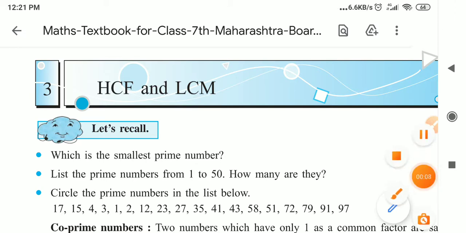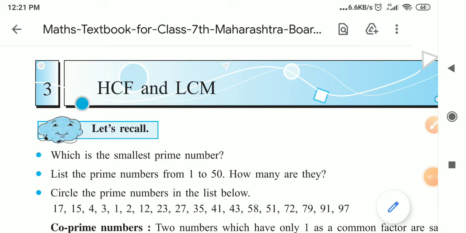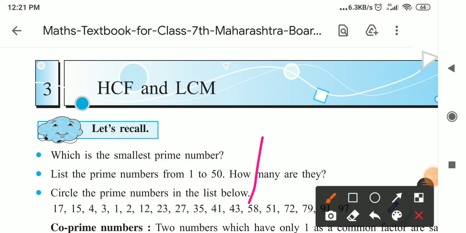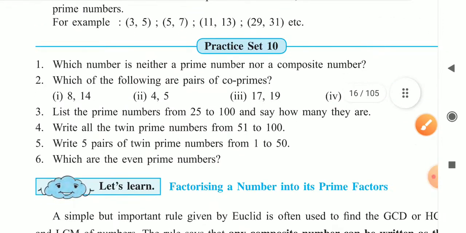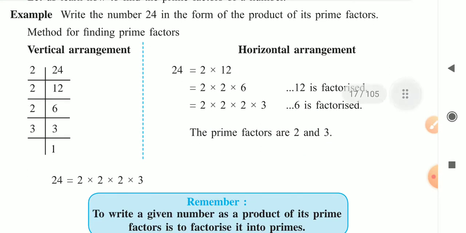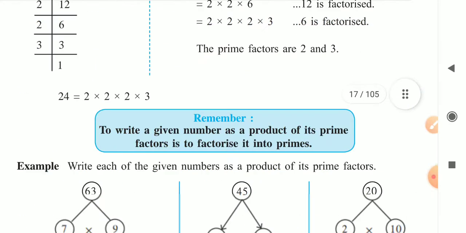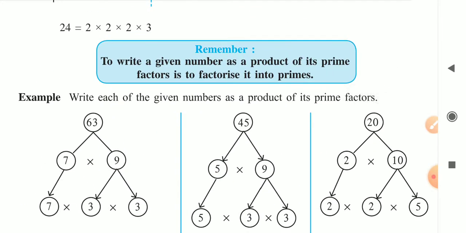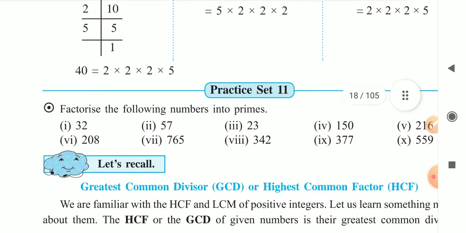Hello children, today we will see the next part of our lesson, that is the HCF and LCM. Under this lesson we studied how to find the HCF of a number, then how to find the LCM of a number by different methods, that is the factorization method. This is vertical arrangement inside, horizontal arrangement inside. After that, we also saw the method to find the prime factors of a number.